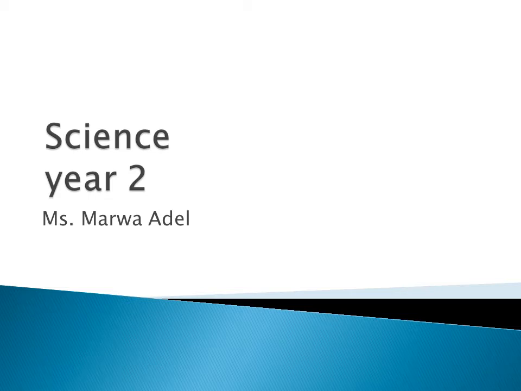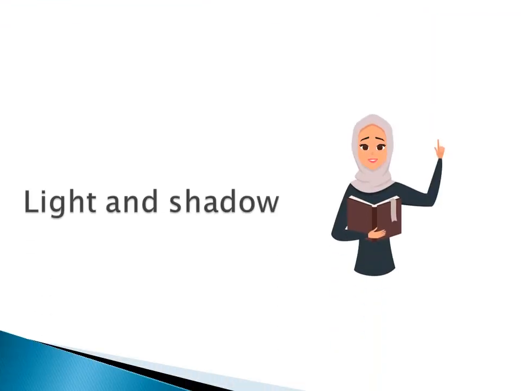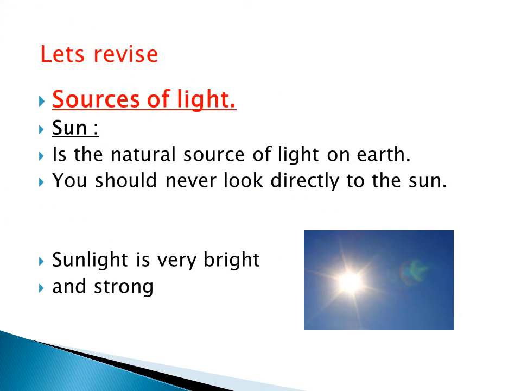I'm Miss Marwa Aidel, your science teacher, and we are going to discuss a new topic: light and the shadow. First, let's revise the sources of light. You remember the sun? It's the natural source of light on the earth, and we said before that the sources of light make the light. It means that the light comes from it. You know that you should never look directly at the sun because the sun is very bright and very strong.